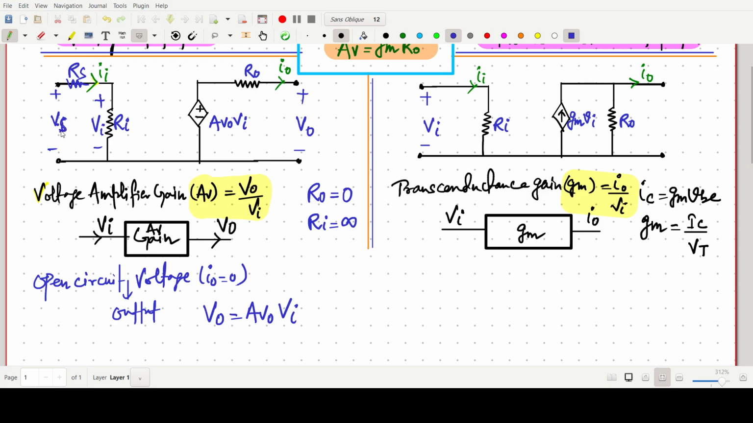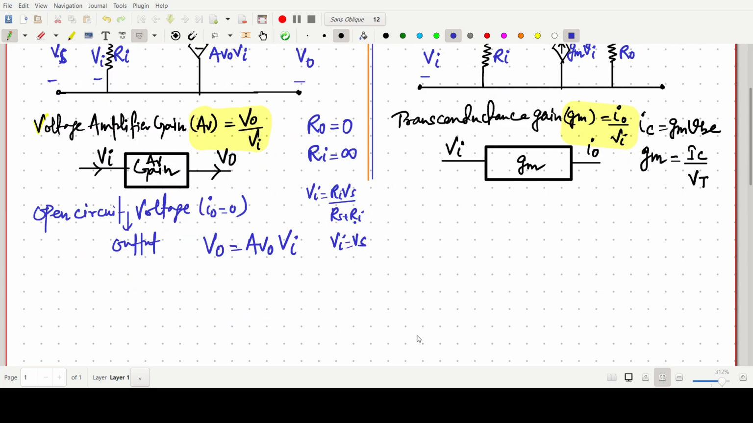If I am saying this as Vs, so Vs is the same as Vi. So Vi equals simply Ri times Vs by Rs plus Ri. So if this Ri is infinity, this value will be the same as Vs. So that's why Ri will be infinity. Once again, this Vi is simply Ri times Vs by Ri plus the source resistance.